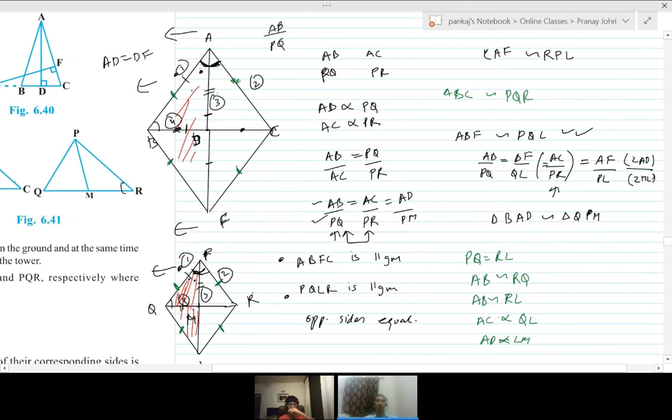And similarly, we can prove the right hand side triangles, these triangles, CAF and triangle RPL. If this is proven, this angle and this angle come out to be equal, and using SAS we prove this to be similar. Is it fine?